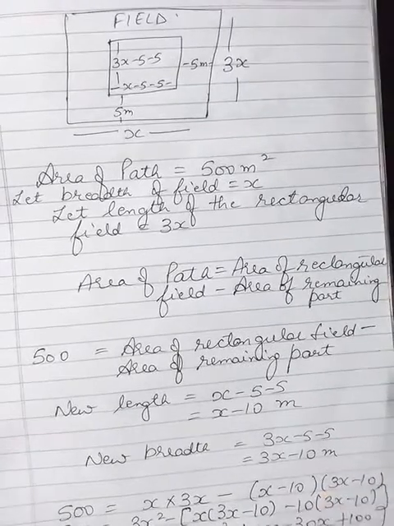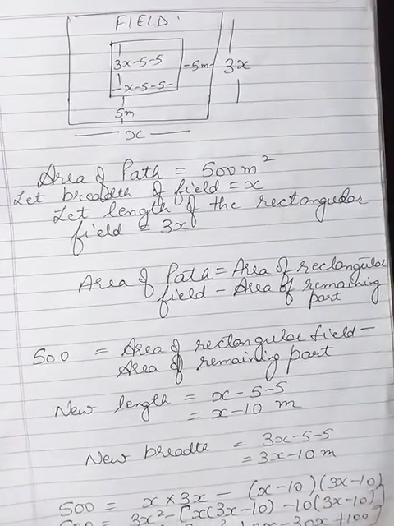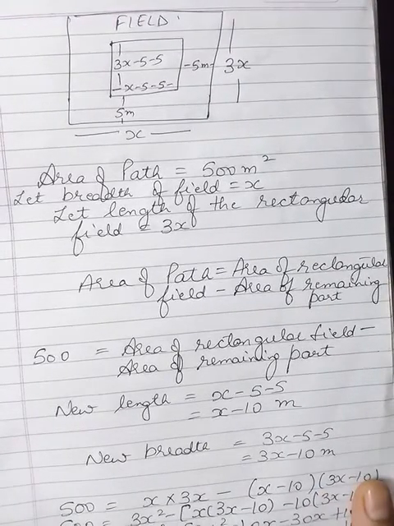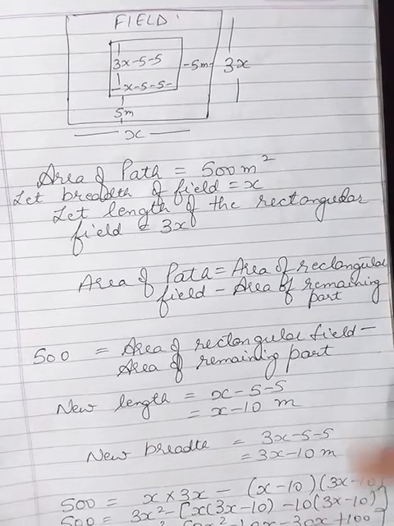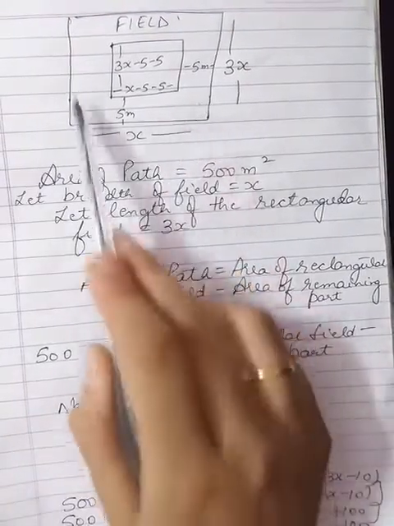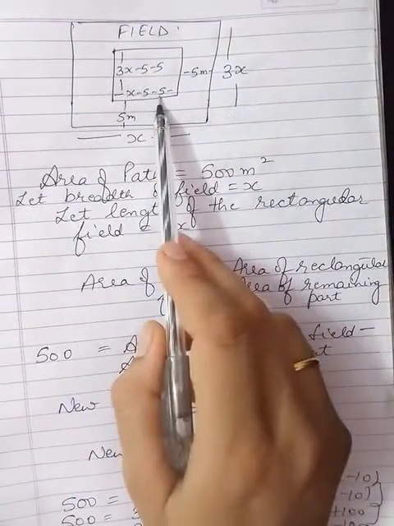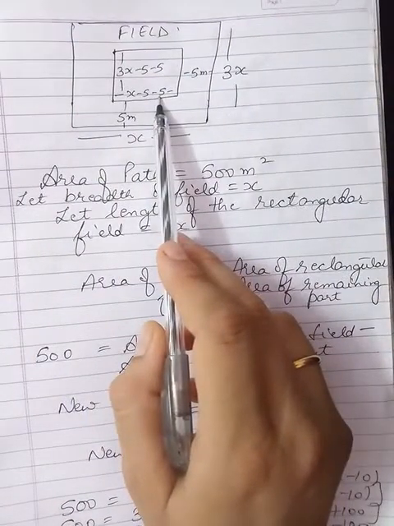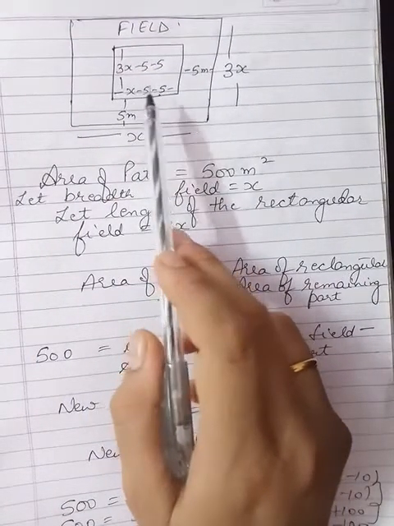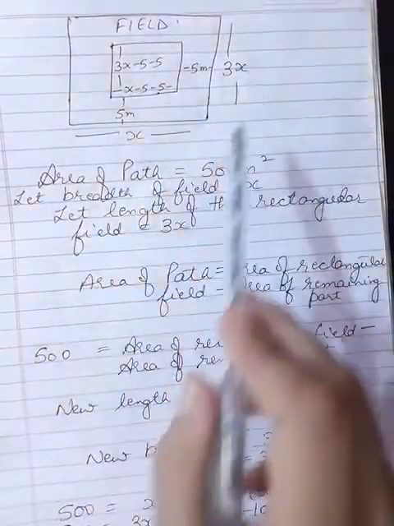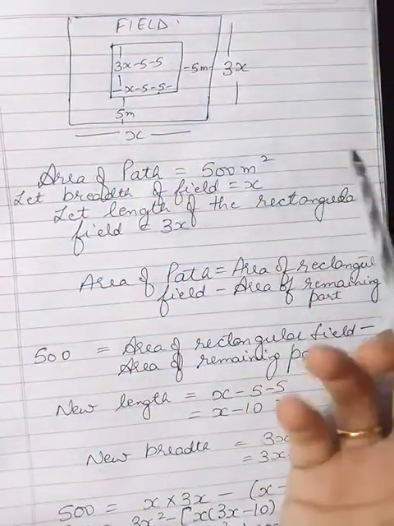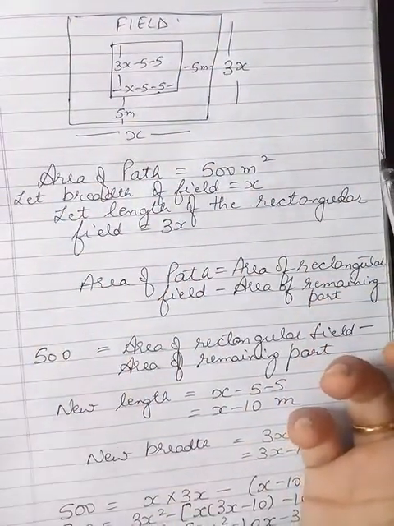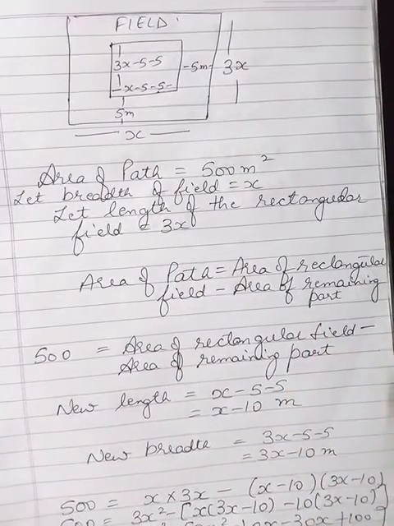Now move to question number 7. In question number 7, a path 5 meter wide runs around inside the rectangular field. Now in this question, this whole is a field. Inside we have to draw the path. In other questions we are constructing the path outside the figure, but in this question we have to construct the path inside the figure, inside your field.